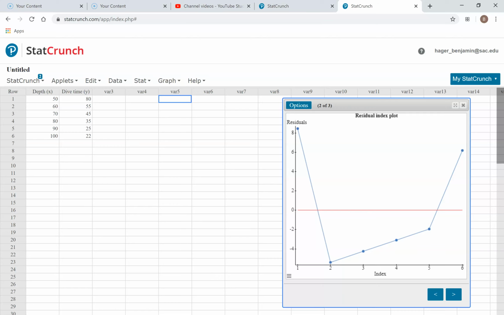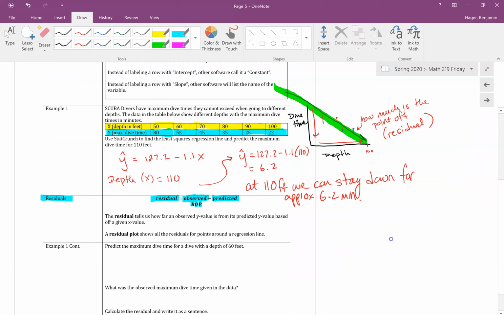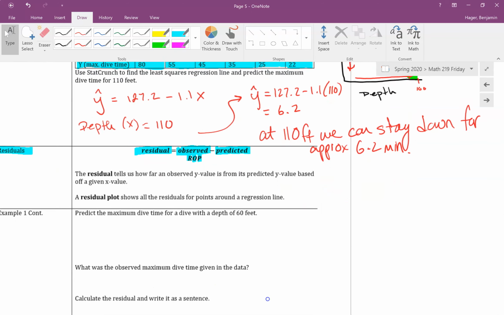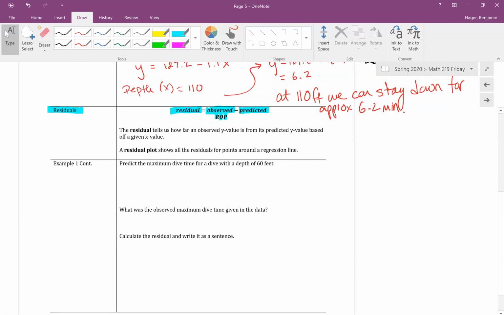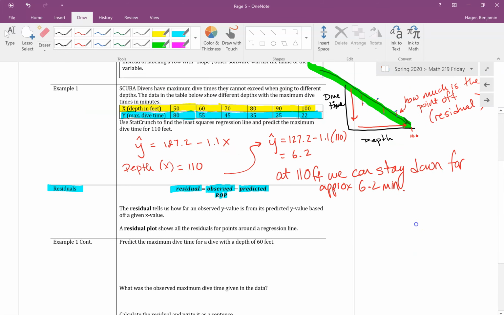Let's go back to the notes and calculate one of these. Sorry, screen's a little laggy. Predict the maximum dive time for a dive with a depth of 60 feet. So we have that data value. They gave me that when you're at 60 feet, you've got 55 minutes of dive time. They want us to see what our estimating formula does. So I want to use this equation. Maybe I shouldn't have rounded it so much, but it's okay as long as we get the idea.